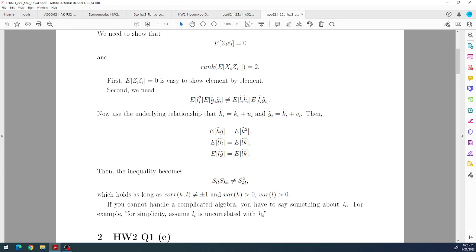this way. And now replace h and g with k plus something. So h tilde, g tilde becomes k tilde squared, because u and v are independent and mean 0. So h is replaced by k, g is replaced by k. The measurement error vanished because its expectation is 0. And then in the end, this is the relevance condition. The relevance condition should be stated in this way.